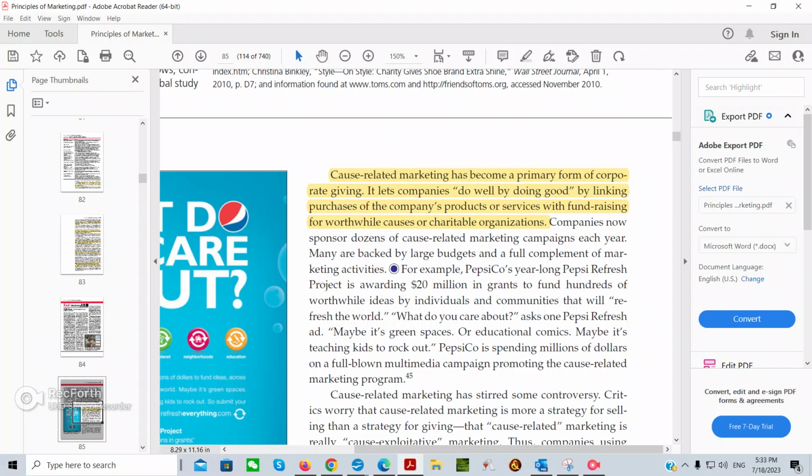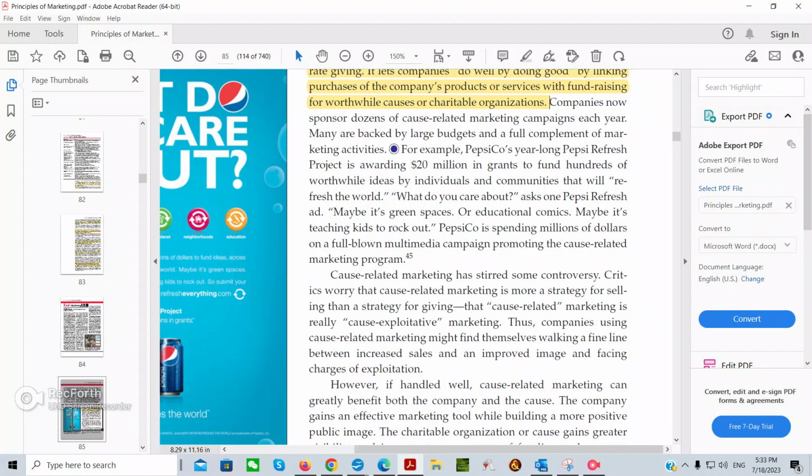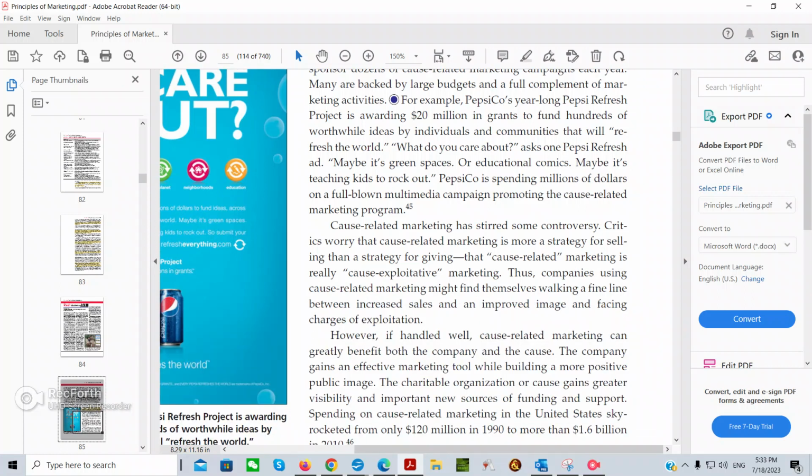What do you care about? Asked one Pepsi Refresh ad. Maybe it's green spaces or educational comics. Maybe it's teaching kids to rock out. PepsiCo is spending millions of dollars on its full-blown multimedia campaign promoting its cause-related marketing program.